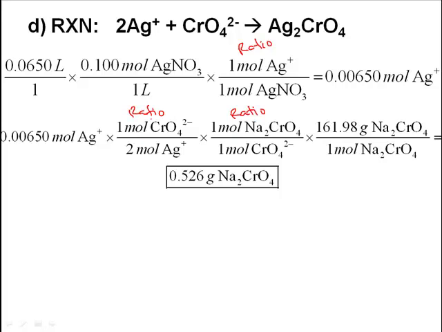So many of these conversion factors are from the ratio, from the balanced chemical equation. This one here is your molarity. This one here is your volume. And then this here is the molar mass, happens to be of the sodium chromate, which is what you were trying to get the mass of.